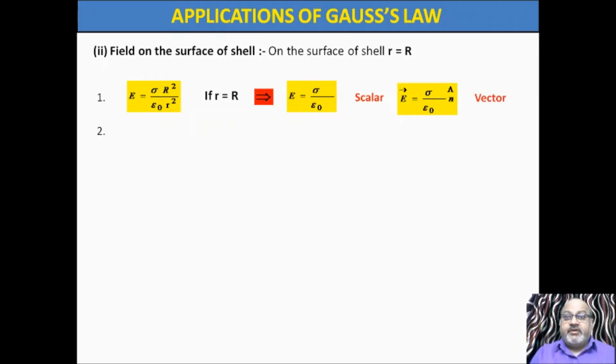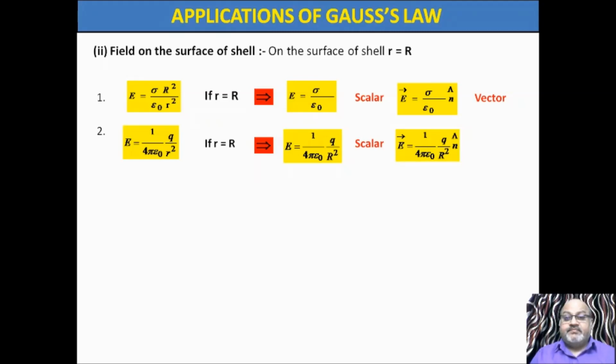Now second point, we have this result in terms of charge. Electric field intensity is 1 by 4 pi epsilon naught q by r square. So if small r is equal to capital R, result will be 1 by 4 pi epsilon naught q by capital R square. This is scalar form and this is vector form. So this is the second case. A point lies exactly on the surface of a spherical shell. These are the expressions of electric field intensity at that point.